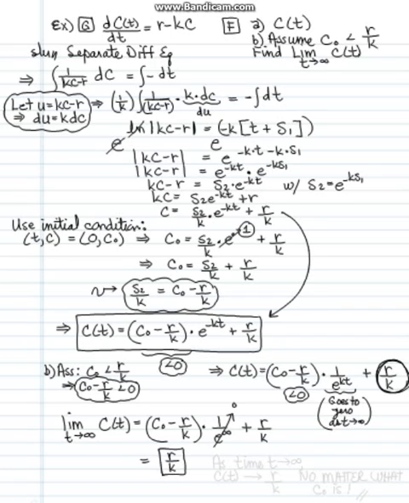And what that means analytically is, as the time t gets very large, the concentration C of t approaches the constant R over K, no matter what the initial concentration C sub 0 is. And we're done.